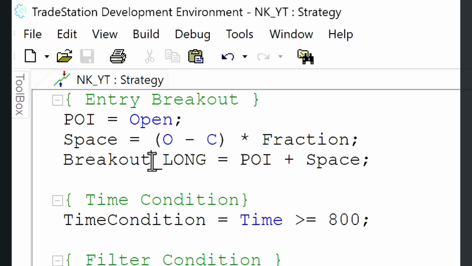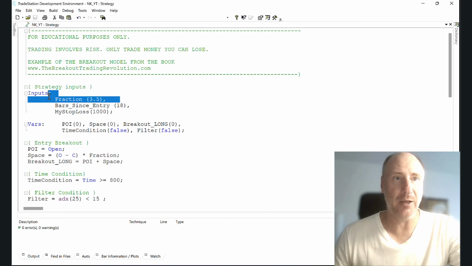And next, you calculate the long entry itself by just taking the point of initiation and adding the calculated space to this point of initiation. By the way, for the fraction, I use 3.5, so we will use 3.5 times the open minus close, but of course you can optimize this value according to your preferences.